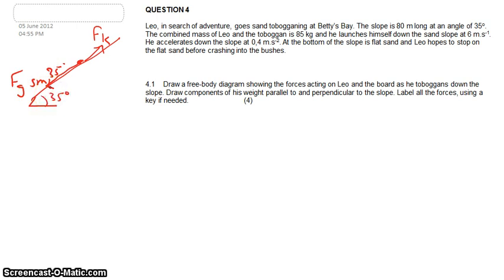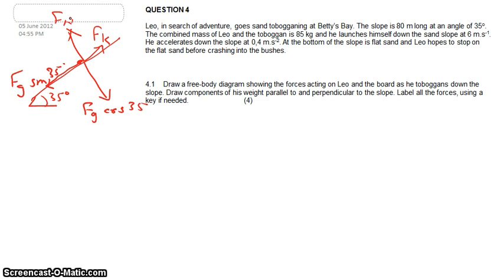So those two forces are parallel to the slope, and then there are forces perpendicular to the slope. Here is the other component of gravity, Fg cos 35, and here is the normal force from the surface pushing up against Leo, holding him up.